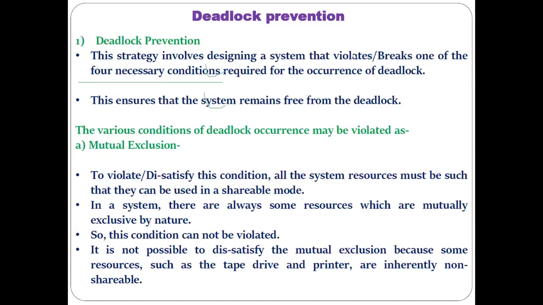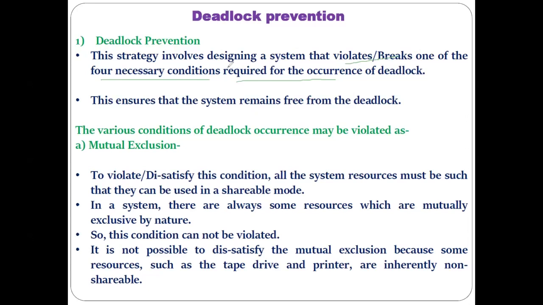In deadlock prevention, this is the strategy related to all four conditions responsible for deadlock occurrence. It means that in deadlock prevention, we try to dissatisfy, violate or break one of the four conditions which are responsible for the occurrence of deadlock. Now, in order to prevent deadlock from happening, we have to concentrate on the conditions because of which deadlock is occurring.